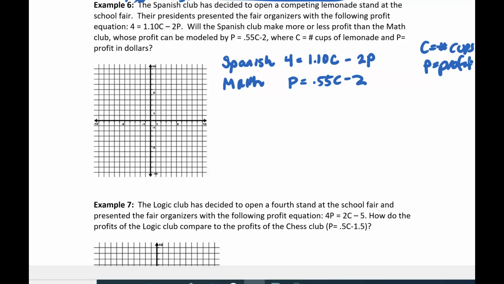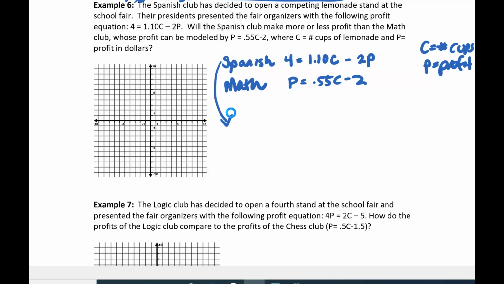It's really hard to compare these two equations when they're written differently. One of them is solved for P, the other one is not. There's a variety of ways that you could solve this problem. But one way that you could approach this is just to get both of them in the same form. Since the Math one is solved for P, what we could do is solve the Spanish one for P and see how they compare. So let's take Spanish.